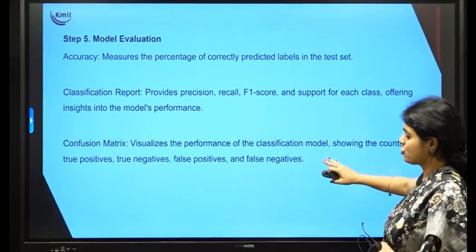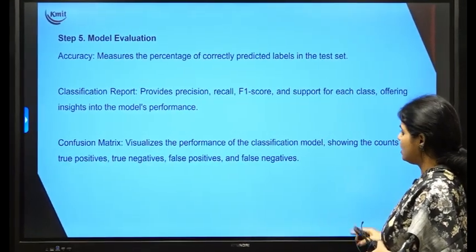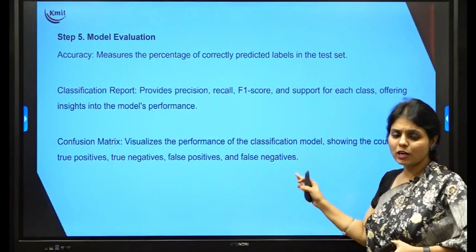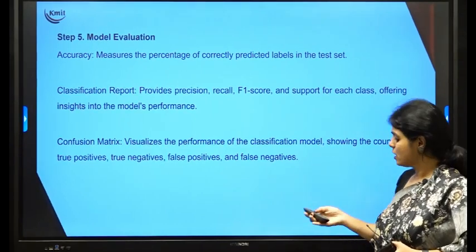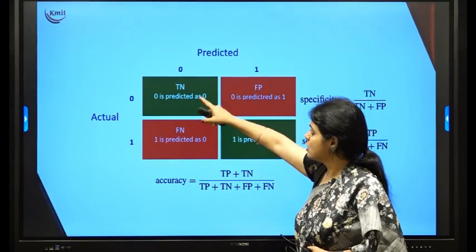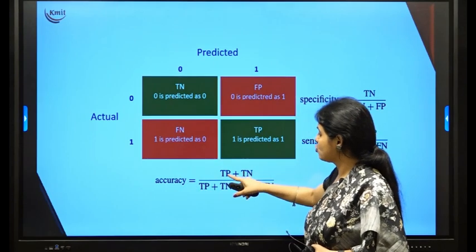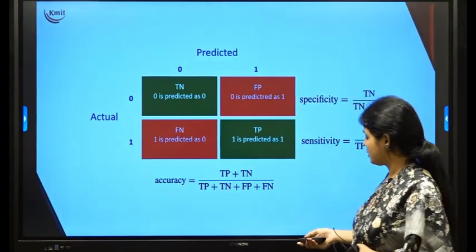First of all, we have seen the confusion matrix, which is basically the visualization of the performance of the classification model, which will contain true positive, true negative, false positive. So this is the confusion matrix, as we have seen, actual values against predicted values: true positive, true negative, false positive, false negative. So accuracy is all about true positive plus true negative divided by all predictions, right.